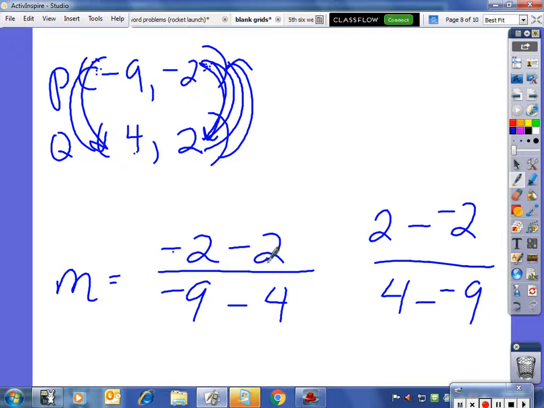What's -2 minus 2? -4. What's -9 minus 4? And a negative over a negative is really positive. So the slope of this line is positive 4/13.